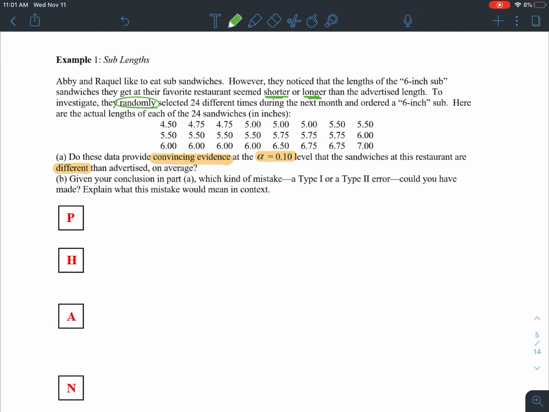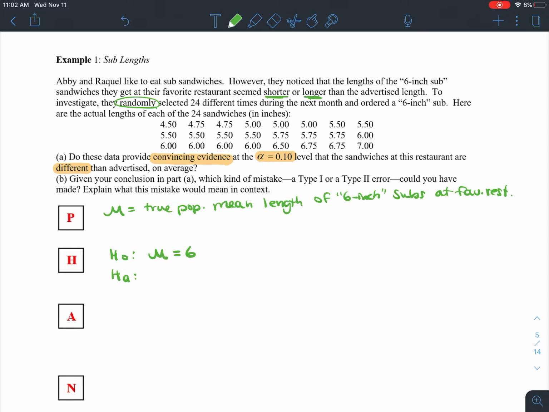we're going to need to run through a significance test. We're going to start by defining our parameter. This would be the true population mean length of 6-inch subs at their favorite restaurant. Our null hypothesis is that the mean length is 6 inches, and here's where we're not going to choose greater than, we're not going to choose less than, because it says that they're different. We're going to choose that it's not 6 inches. We're going to put a not equal to. This is also the step where we say our alpha level.